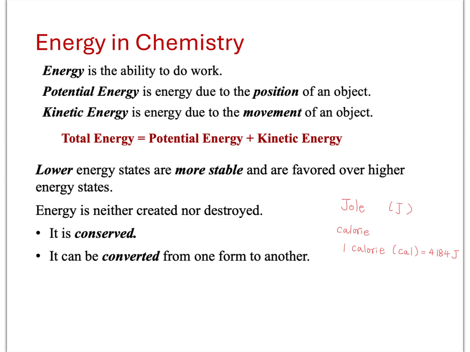So where does 4.184 joule come from? Basically, 1 calorie is the amount of energy required to increase the temperature of 1 gram of water by 1 degree Celsius. So that is the unit for energy. You will see this unit later in the course.